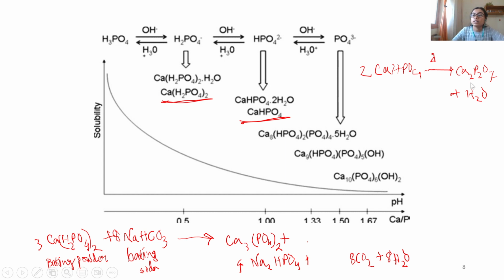And this one, dicalcium diphosphate, has some application, as I've already told, in toothpaste, because this will not react with fluoride. So whatever toothpaste contains fluoride ion, there we can use dicalcium diphosphate as a phosphate source.